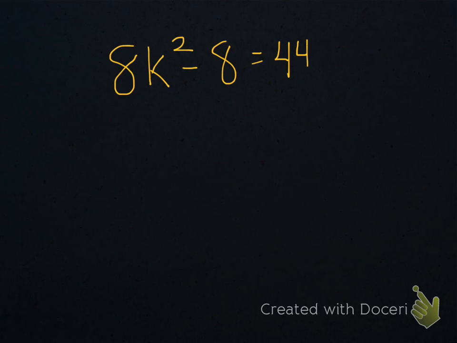Let's try another one. The worksheet I'm leaving you has some pretty big numbers, so we might as well just jump in on it. So here's 8k squared minus 8 equals 440. See, these numbers, that's what I mean by big. There's a reason they're big.